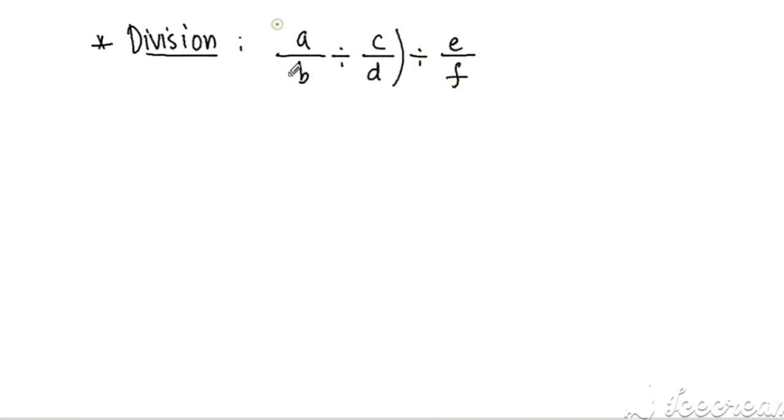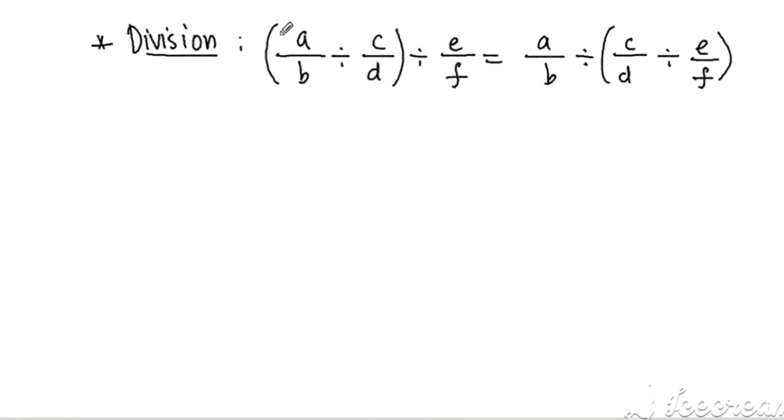Instead of these numbers, we can take any rational number to verify this property. Now let's look at the last operation, that is division. In case of division, associative property means if you group the first two numbers, a by b divided by c by d divided by e by f should be equal to grouping of the second and third number. That means a by b divided by c by d and e by f. So we can verify this by considering the problem. I am taking 1 by 2 divided by 1 by 3 divided by 2 by 5.